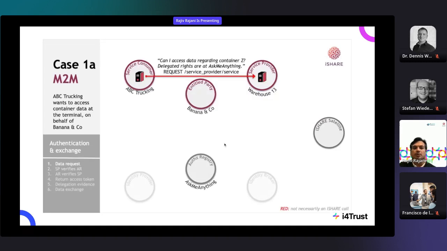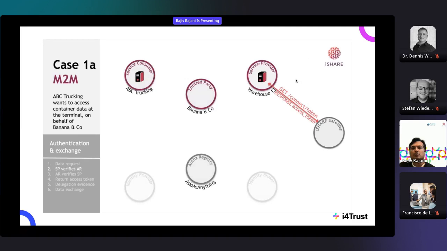So in this case, because warehouse 13 is informed by the service consumer that it has to check for the authorizations at Ask Me Anything authorization registry, the service provider needs to know how to connect to the Ask Me Anything authorization registry, as well as check if this Ask Me Anything authorization registry is also a recognized participant within the data space, right?